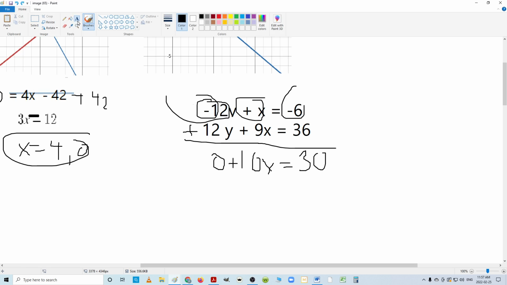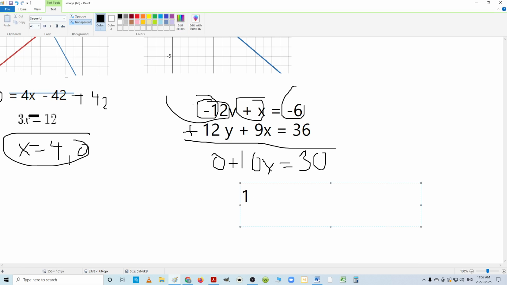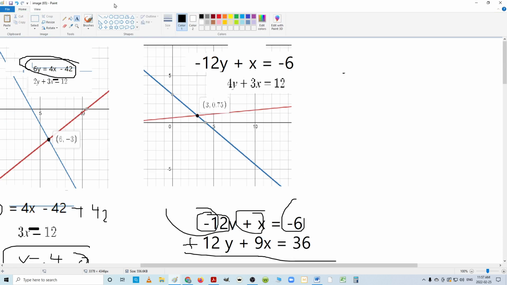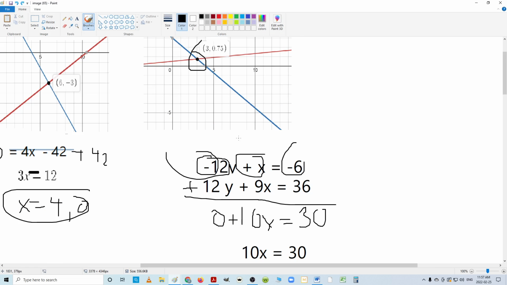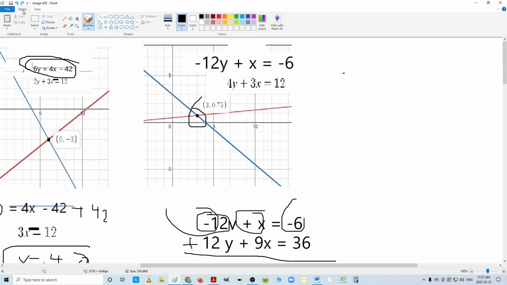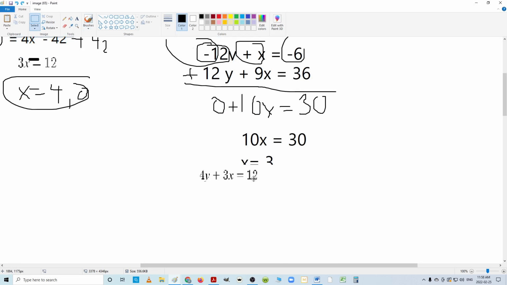Some people would like it better that way, some people don't, but it's clear I'm left with 10x is equal to 30. I divide both sides by 10, and I get x is equal to 3, which means one of the x values where these lines intercept is 3. Notice I've made this one a little trickier because the y is not going to be that easy. However, all I have to do is take my easiest line formula, which is this one, and substitute wherever I see x with a 3.